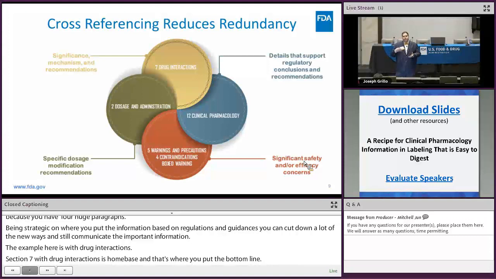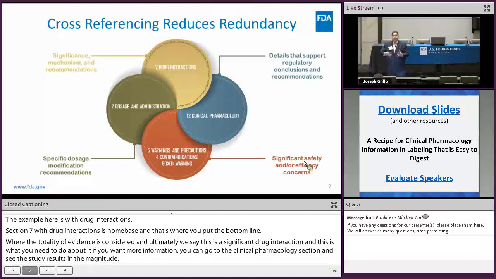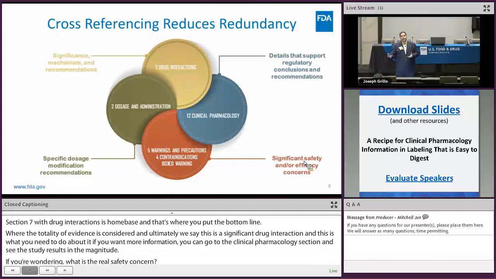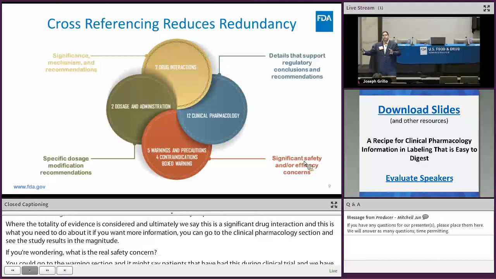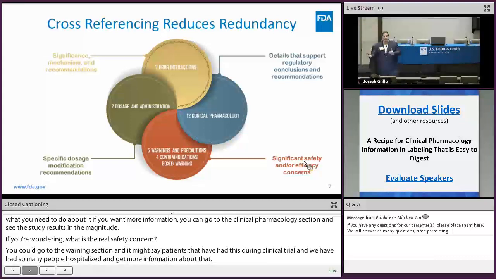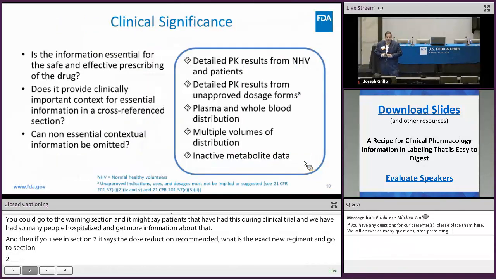If you're wondering, well, what is the real safety concern? Well, you can go to the warning section. You can go there, and they might say, well, in patients that have had these in the pivotal trial, we've had so many people get hospitalized or whatever. You could have more information about that. And if it's even worse, it could be in the contraindications or box warning section. And then if you see in there in Section 7, it says, well, a dose reduction is recommended. Well, what's the exact new regimen? Well, then you go to Section 2, and the exact regimen is there in Section 2. So by doing that, we've reduced the redundancy of having all that information all over the label, which makes it more cluttered. So cross-referencing is important.